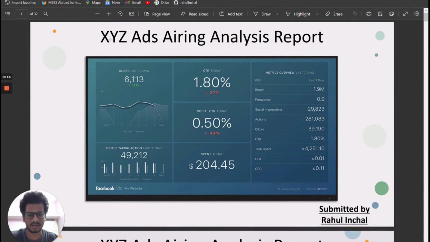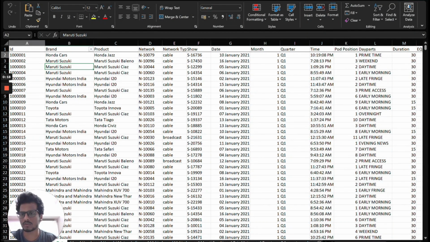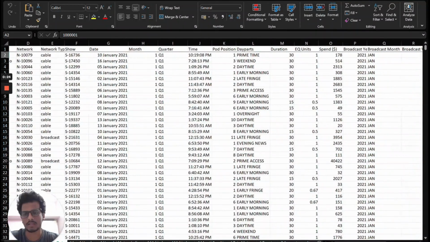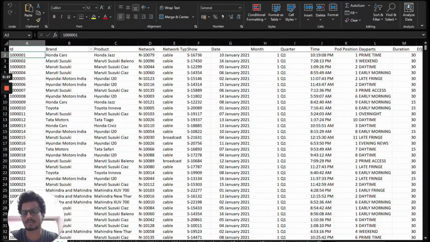All right, so this is the data set which I have got. Now this is a clean data set, so I am not supposed to clean it because it has already been cleaned and there is no null value. So let's start with understanding the data a bit.